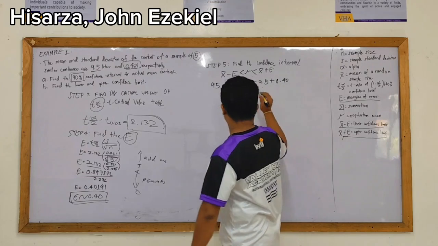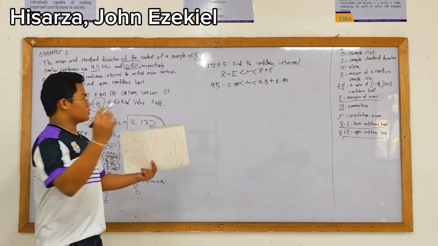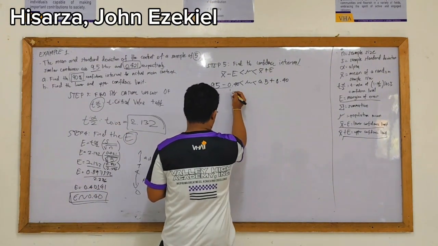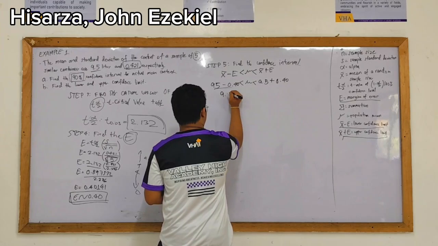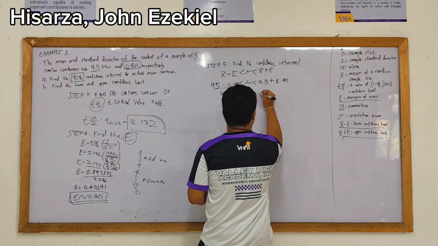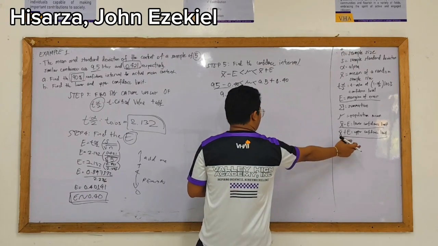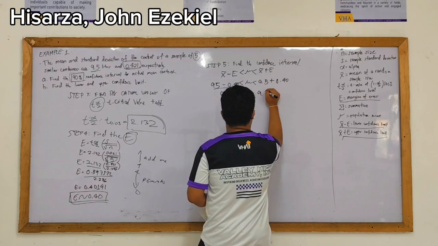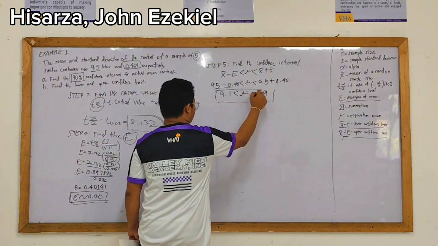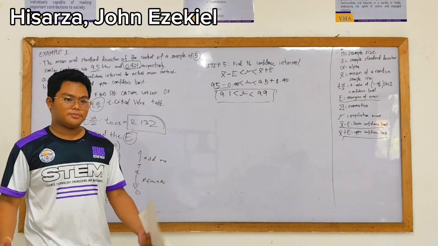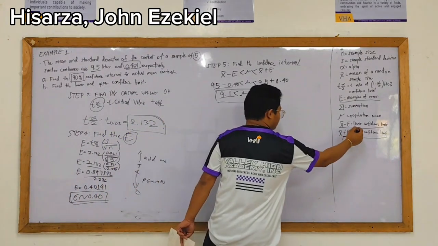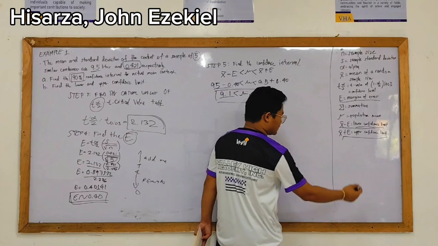So the lower limit is less than the population mean, less than our upper confidence limit, which is 9.9. So here is our confidence interval. Step 6 is we're just going to write the lower confidence limit and the upper confidence limit.